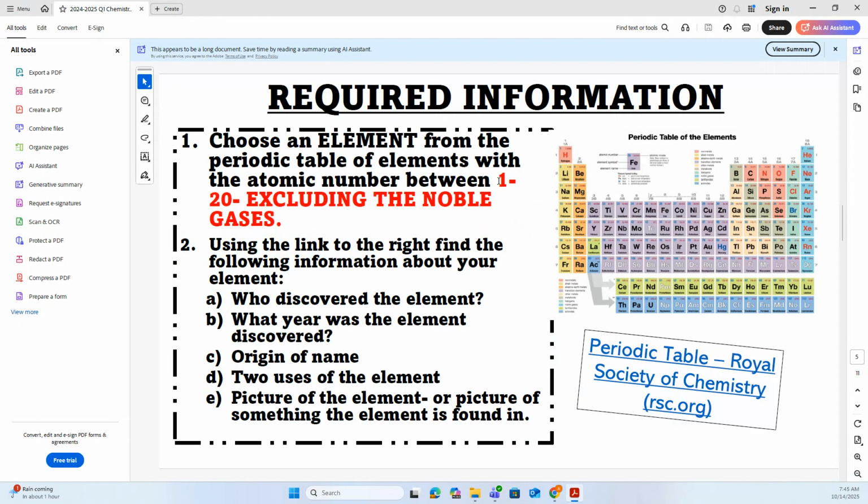So what you're going to do, like I said, is focus on one element. So if I chose fluorine, I am going to start researching all of this information in regard to fluorine. So using this link, I'm going to figure out all of this information about fluorine, and I'm going to arrange it on one of my slides.